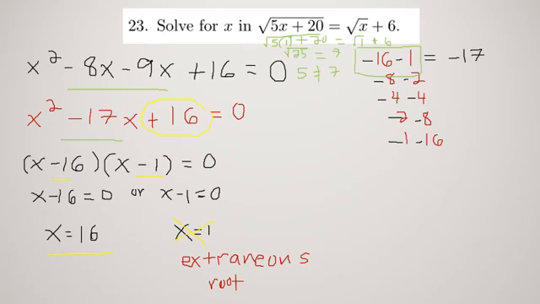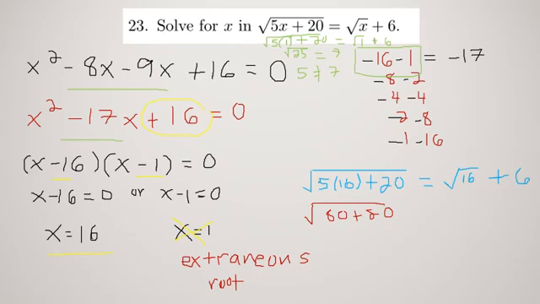So, if x equals 16, nangyayari, 5 times 16. Okay, so 5 times 16 is 80 plus 20. Equal square root of 16 is 4 plus 6 equal ba to? 20 yan, perma. It's 20. So, 80 plus 20 is 100.